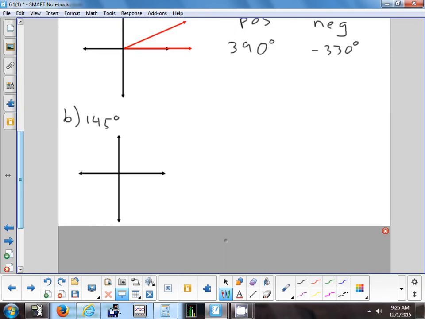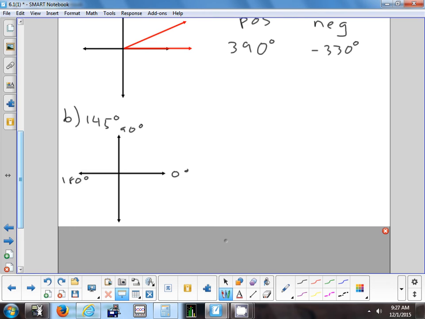Okay, 145. What kind of angle is that? Yeah, it's obtuse, so it's more than 90, so it's going to be in quadrant 2. Okay, so this is 0, 90, 180. Is my terminal side closer to 90, closer to 180, or right in the middle?